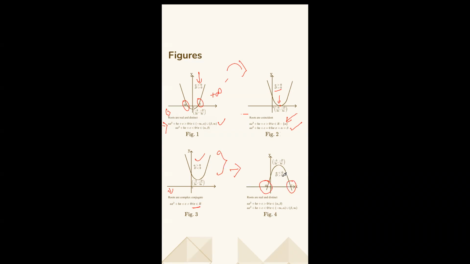Also in this particular graph, we can see that all the points between alpha to beta are lying above the x-axis. That's why ax square plus bx plus c is greater than 0 for all the points between alpha to beta. And what are the remaining points? Minus infinity to alpha and from beta to infinity. All those remaining points will lie below the x-axis. So that's why ax square plus bx plus c is less than 0 for minus infinity to alpha, union beta to infinity. Clear? Now let's go to the next figure.